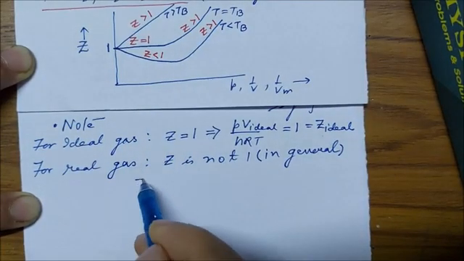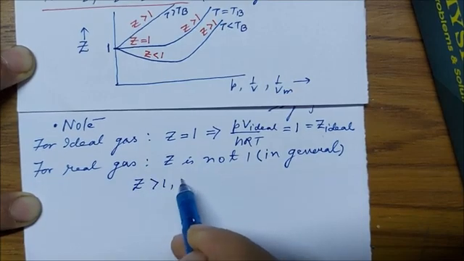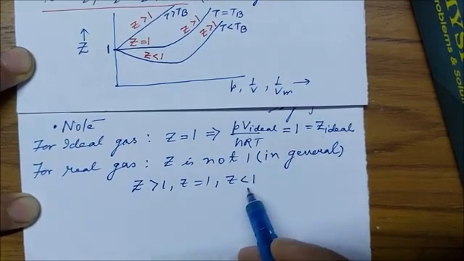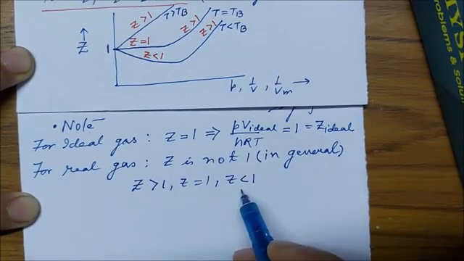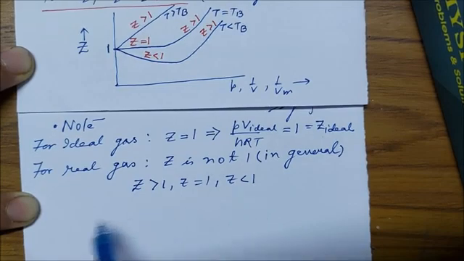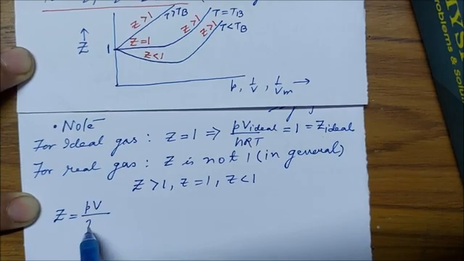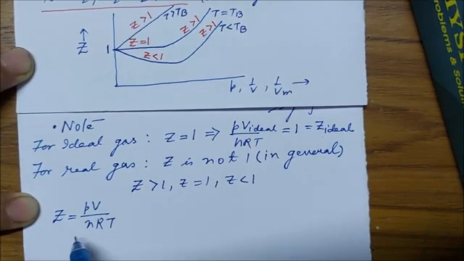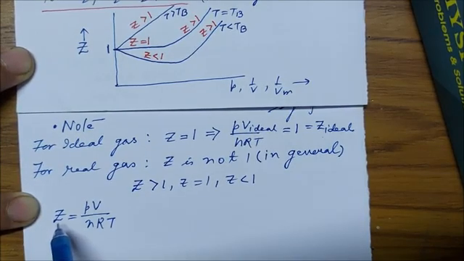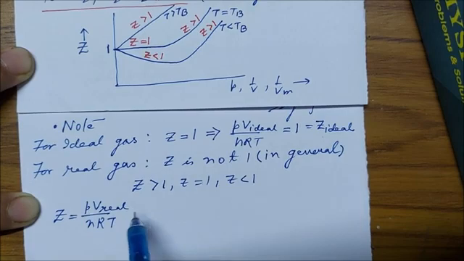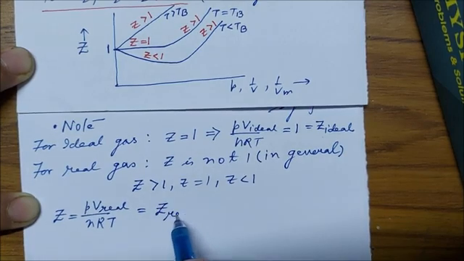So, Z assumes different values under different situations. In view of this, we can write the compressibility factor as the ratio PV by nRT, which was the definition of Z, the compressibility factor, but now this V represents volume of the real gas, and this is Z real.